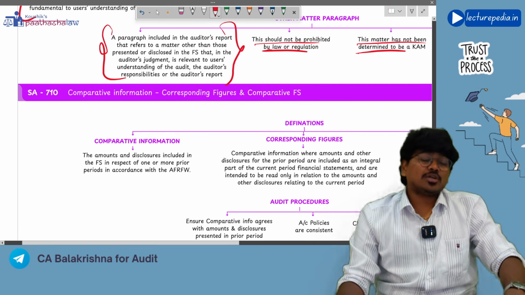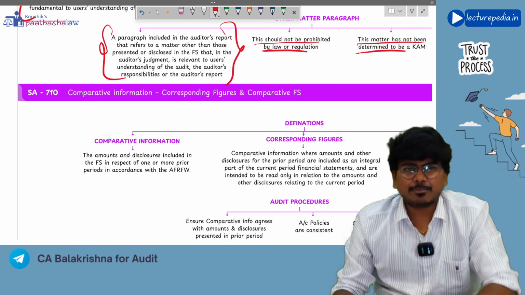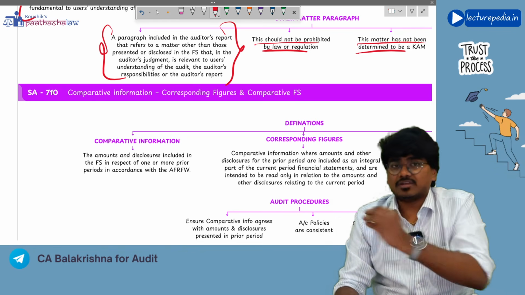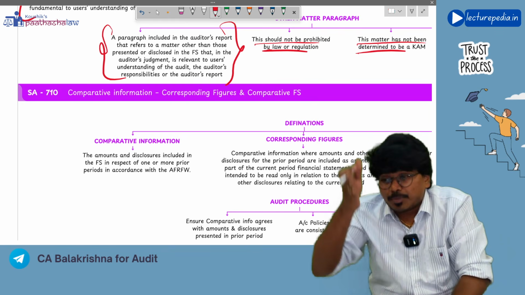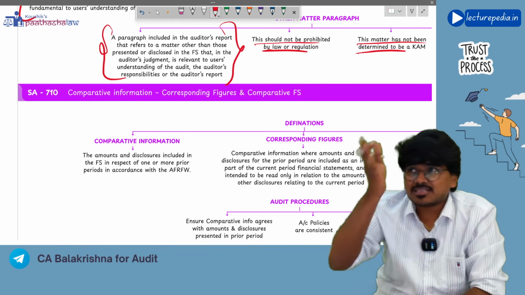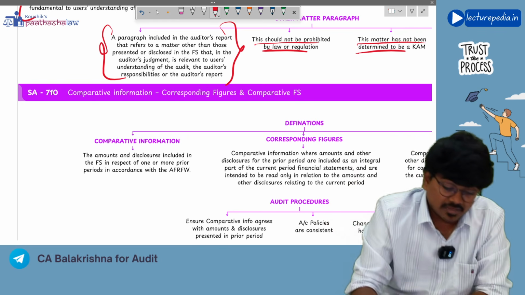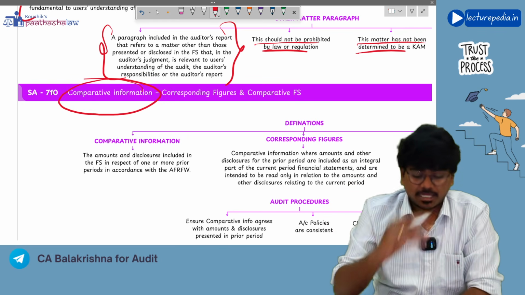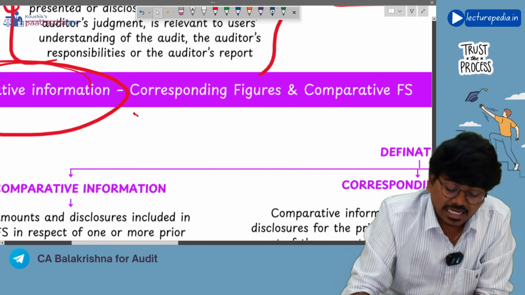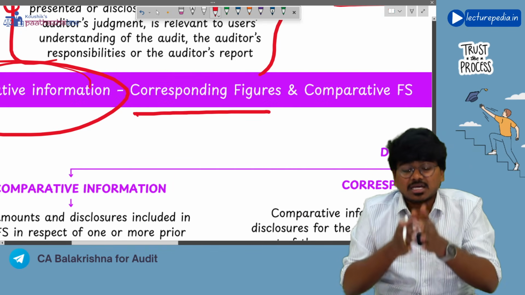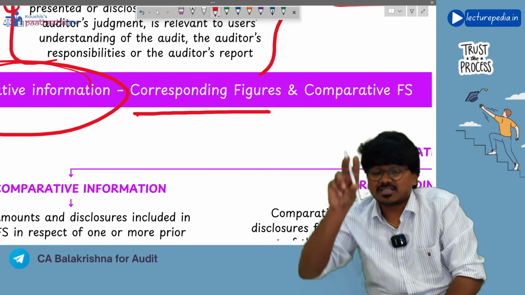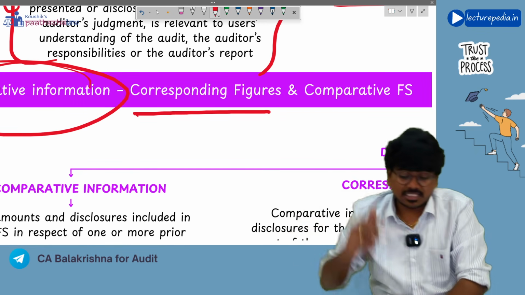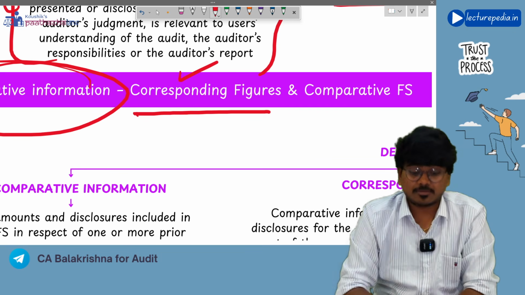Now this comparative information is of two types. What is meant by comparative information? In your financial statements, along with the current year figures, you will give previous year figures also. Correct or not? That is nothing but comparative information. This comparative information is of two types. One is corresponding figures. So in the financial statements, the beside column, the previous year amounts you will present, that is nothing but corresponding figures.